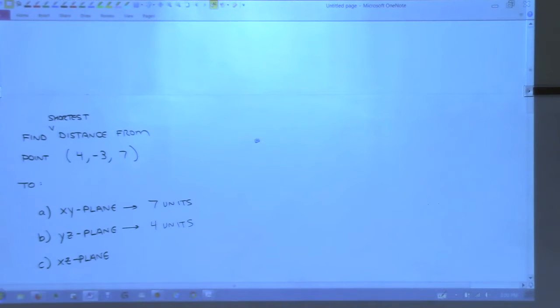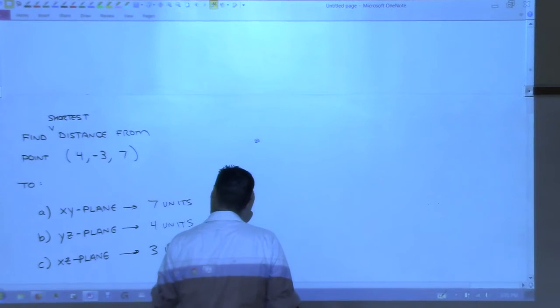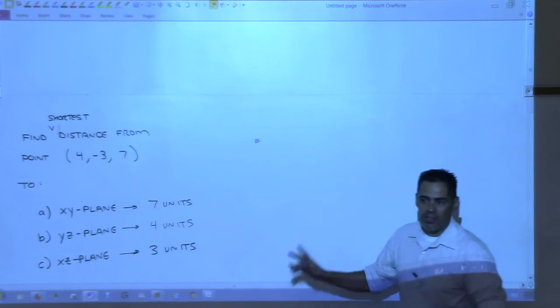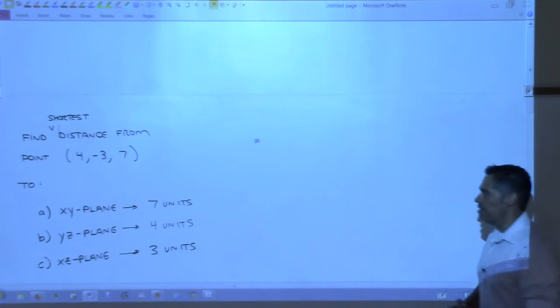Okay, and now same thing, I'm over here, how far away am I from the XZ plane? The XZ plane is X, and then Z is up, so it's like that wall that was right here. I'm on the other side of it, so how far away am I? 3 units. So we're looking at it as a distance, so 3 units. Any questions on those? Okay, part D.